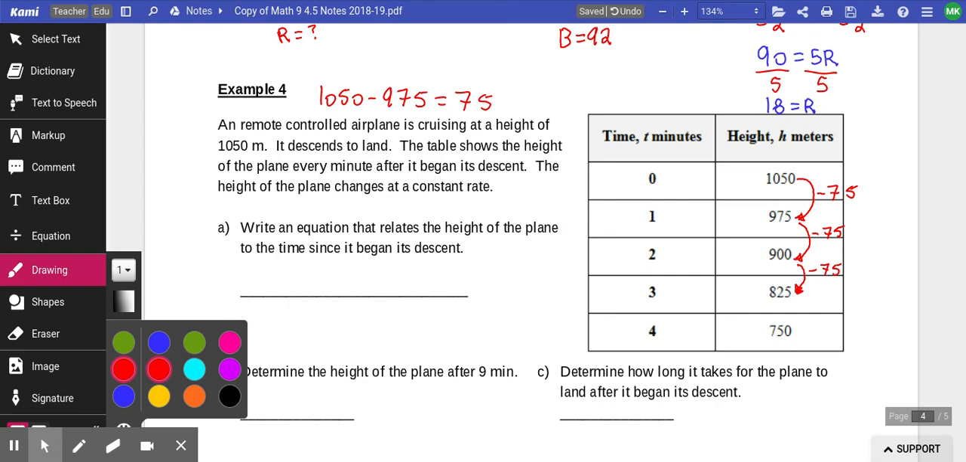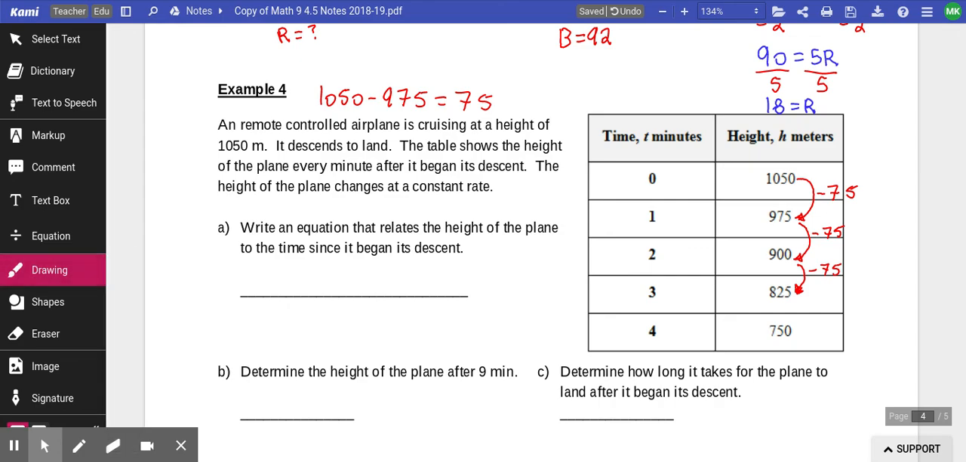Remember that rate is our value that we use as our slope, which we're multiplying by the independent variable. So the start of my equation would look like this. The height, h, is equal to negative 75 times the time. That's my start to the question.